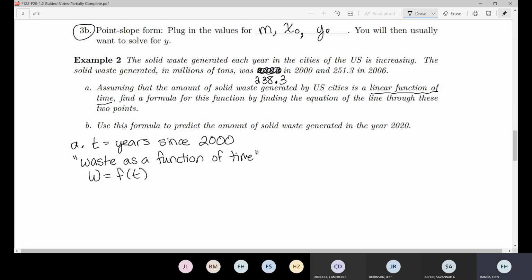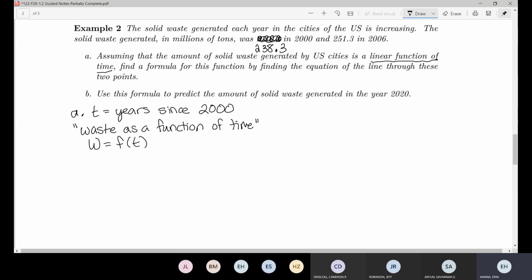All that to say, I wanted to figure out which ones were going to be my quote-unquote x values and which are going to be my quote-unquote y values. So here we're going to have t being our x's and our w's being our y's. So let me figure out what points I'm working with. If I let t be in years since 2000, then the 2 points I'm given are: 2000 turns into 0, and the waste was 238.3. And then the second point was in 2006, so my time is going to be 6 and 251.3.